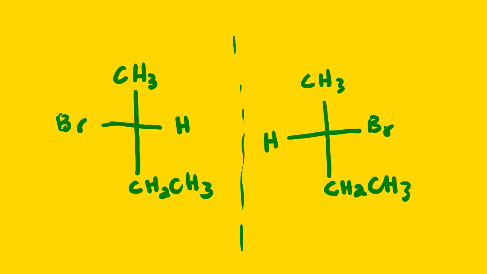In the next lesson video, we'll be looking at the R and S configuration. Then we'll know how to name the enantiomers using the R and S configuration. That's it for this lesson video. This is Robla SJ. Thank you very much.